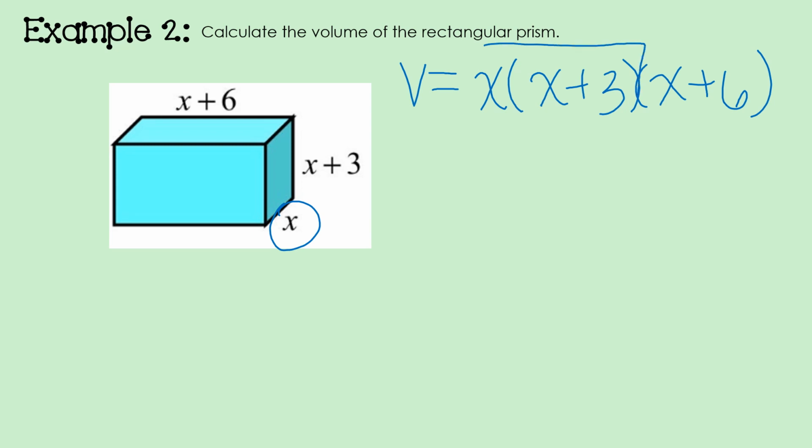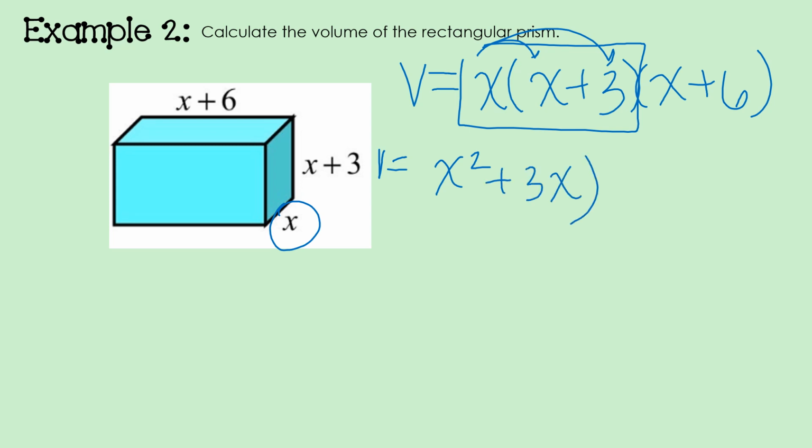I am just going to do these 2 first, so I'm going to distribute the x. So x times x is x squared, x times 3 is 3x. So now I need to multiply that new polynomial times that x plus 6. Now we have 2 binomials, so I'm going to distribute.